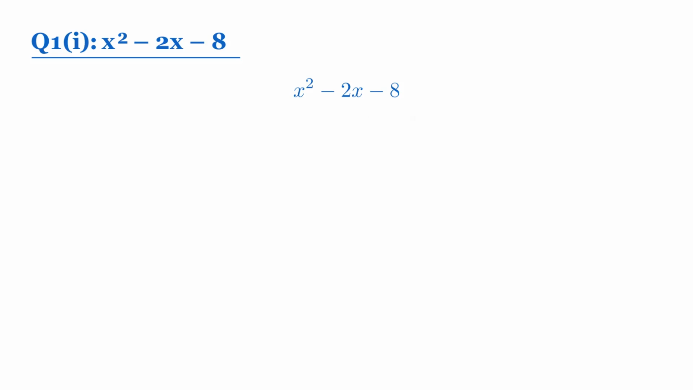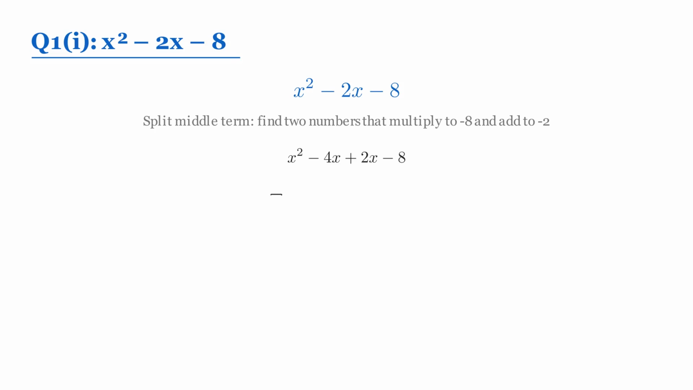We need to split the middle term. Find two numbers that multiply to negative 8 and add to negative 2. The numbers are negative 4 and positive 2. Factor by grouping. x times (x minus 4) plus 2 times (x minus 4). This gives (x plus 2) times (x minus 4).